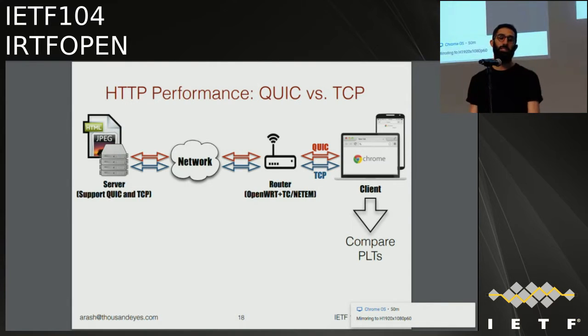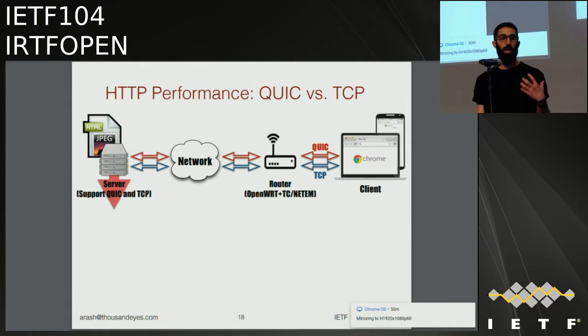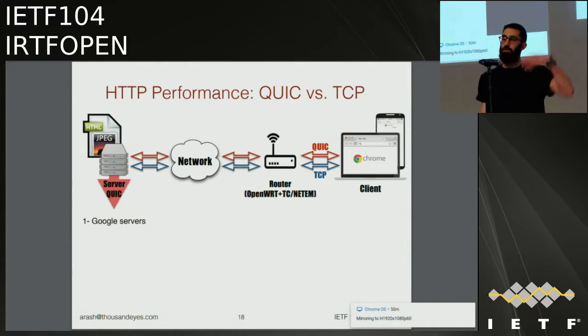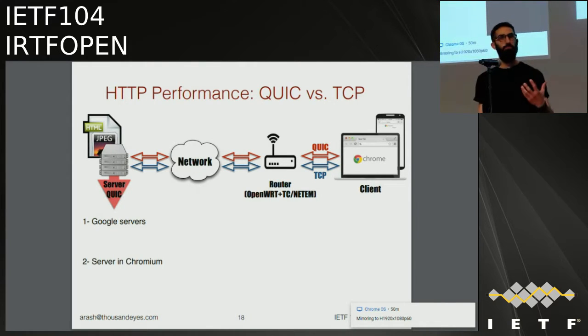So the setup is pretty simple, but in 2016, when we were doing these tests, we had this big issue of having a server that supports QUIC. It's not like TCP. There wasn't a QUIC module for Apache servers. There weren't many options around. So basically, our two real options were either use Google servers, because Google at the time had QUIC, basically host our stuff on Google servers and run our tests against Google, or use a server that comes within the Chromium code base.